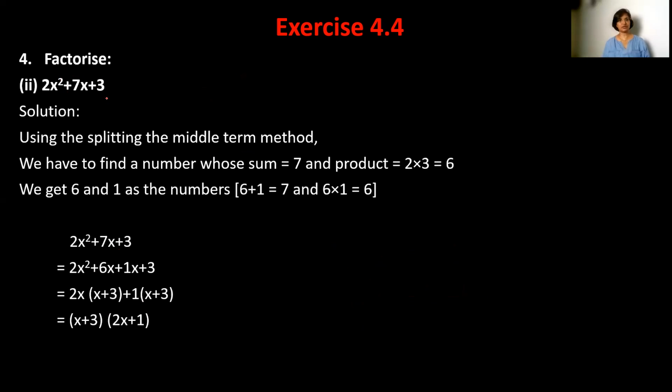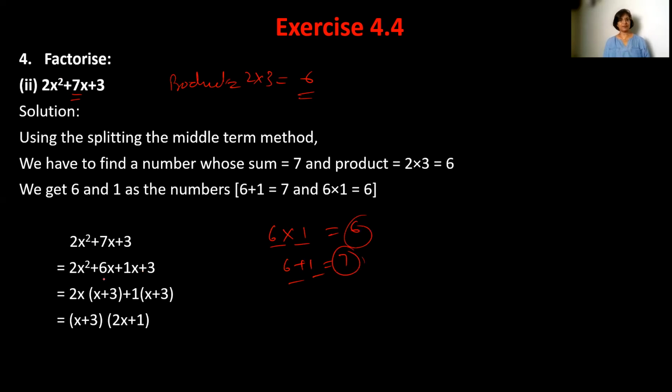We'll go for the next question. The next question is 2x square plus 7x plus 3. Again, we have to find two numbers whose sum is 7 and whose product is 2 into 3, which is 6. For that, we get 6 into 1 equals 6, and 6 plus 1 equals 7. So both conditions are fulfilled with these two numbers. We have taken 6 and 1.